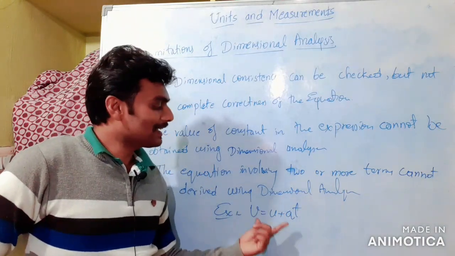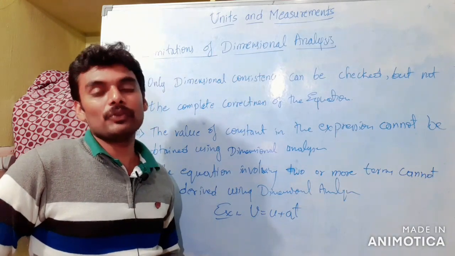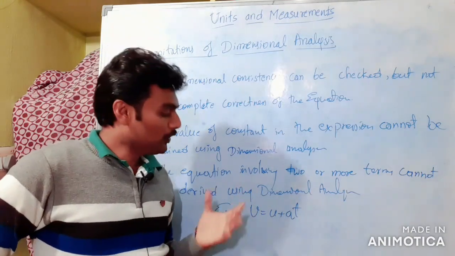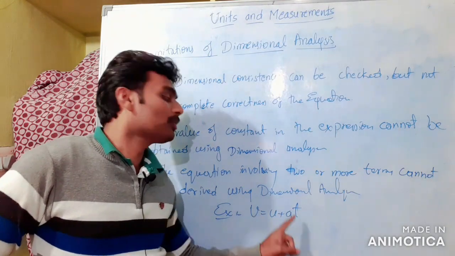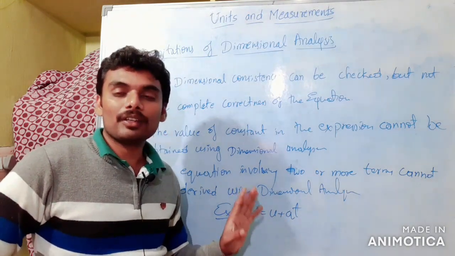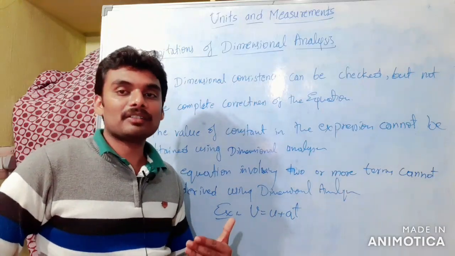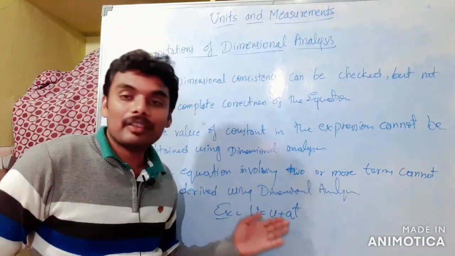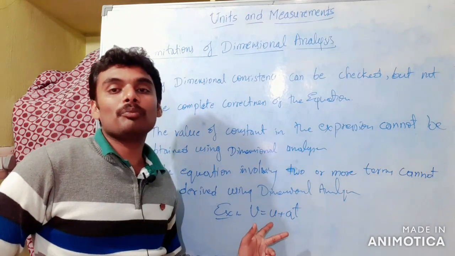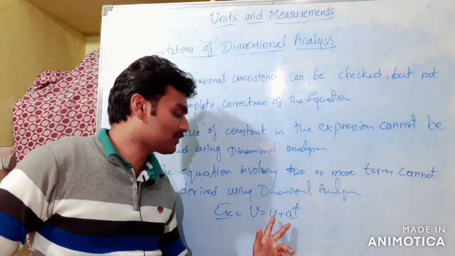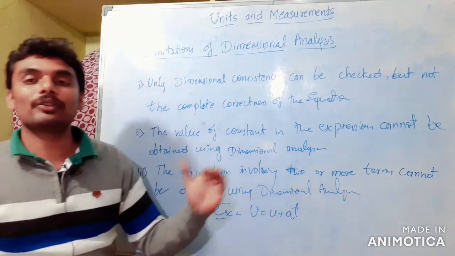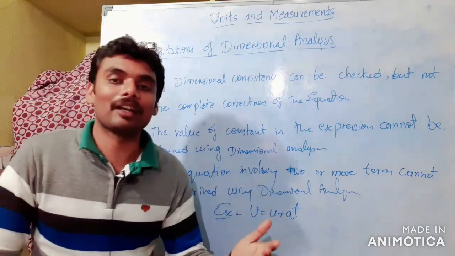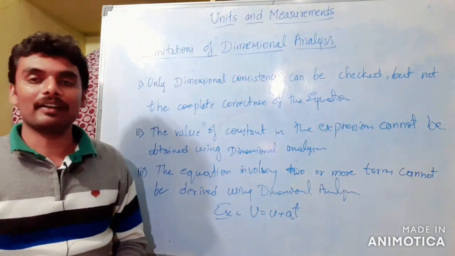So this expression cannot be derived using dimensional analysis, because we do know that v is dependent on u, v is also dependent on a, v is also dependent on t. But if we go according to dimensional analysis, we cannot derive this expression because it involves more than one term. It actually involves two terms. So this kind of expression involving two or more terms cannot be derived using dimensional analysis.